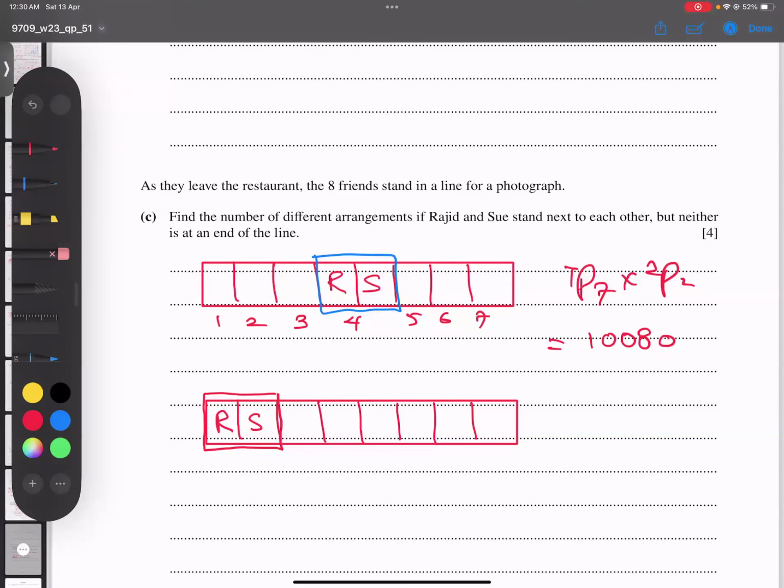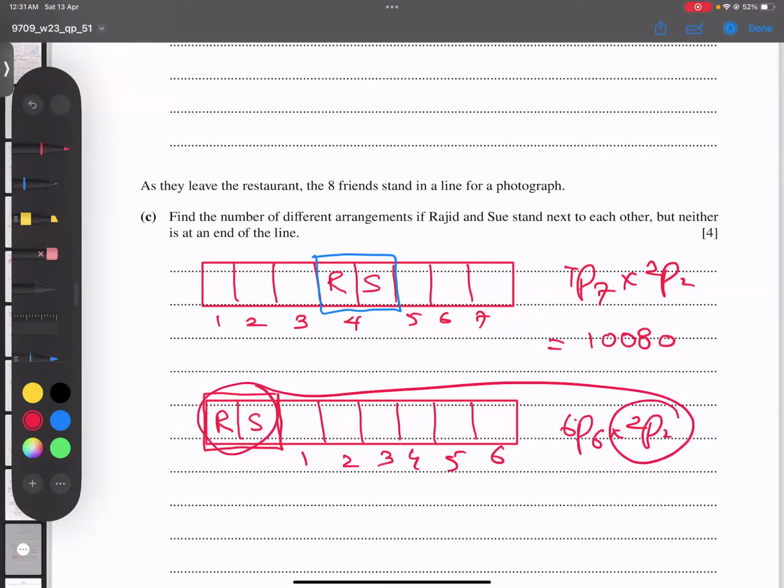So students, I have taken this one. They are fixed here, they are a block here, they cannot go anywhere. So now I will not count it as 1. If I count it as 1, what happens? This group can shuffle and even come in the middle. So I will not count them as 1. I'll count 1, 2, 3, 4, 5, 6. So 6P6 into 2P2. This 2P2 comes because RS or SR.